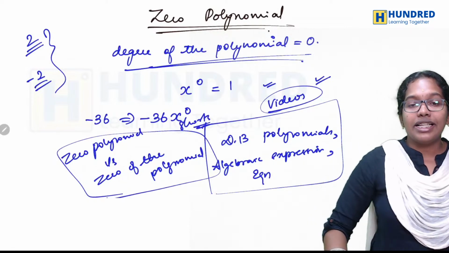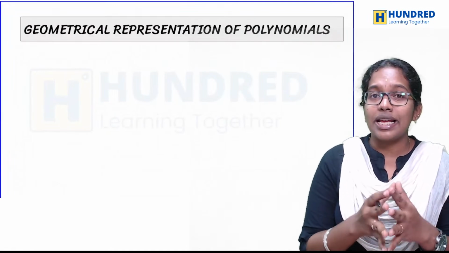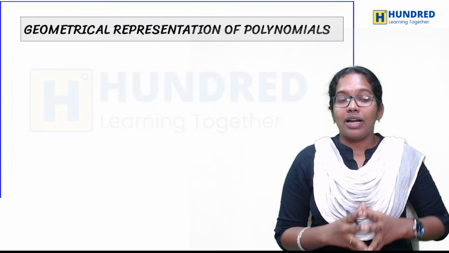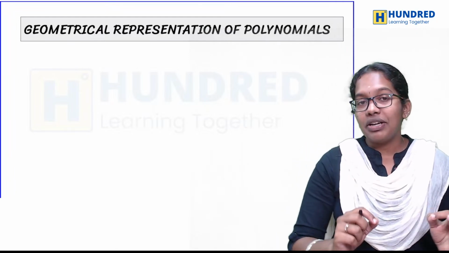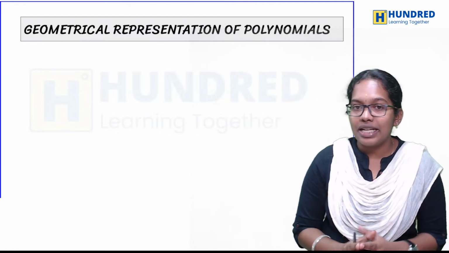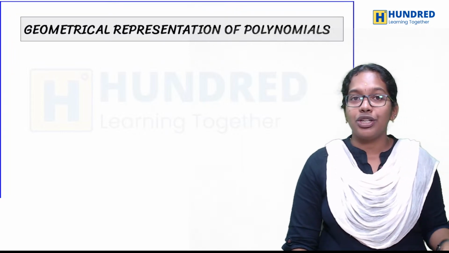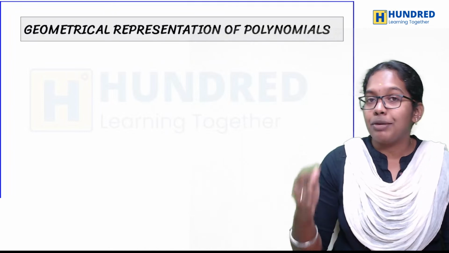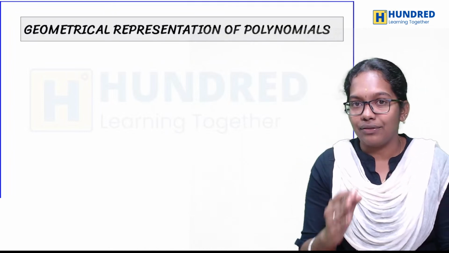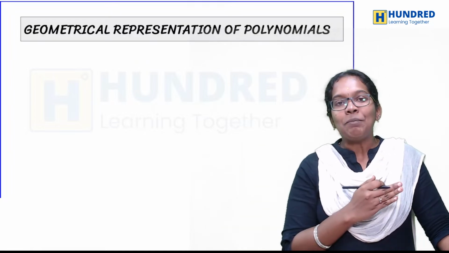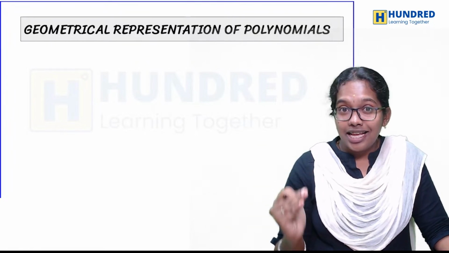Okay, so now let's move on to the next thing. The first concept of this chapter is geometrical representation of polynomials. In this, what we are going to do is express each and every polynomial in a graph. We have seen so far many types of polynomials, right? Let's see how it will look.